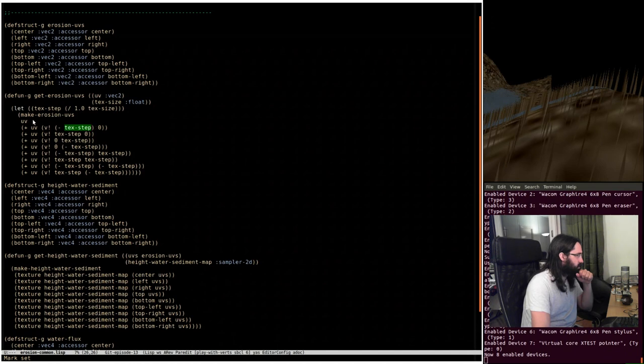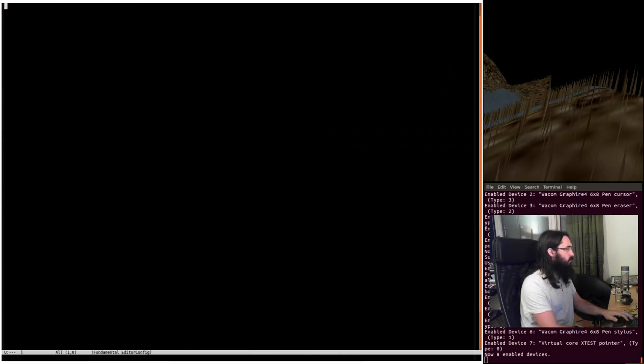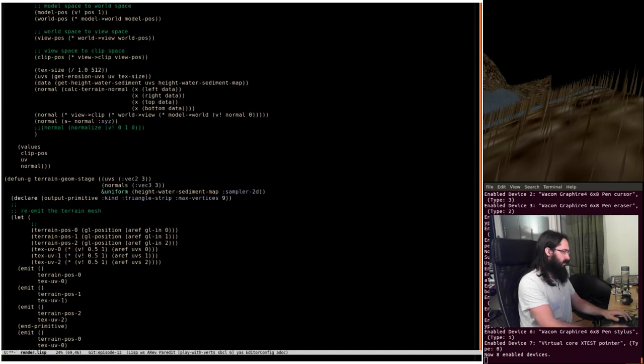So the center is just UV. Left is minus the texture step. Right is the texture step to the right. Top is texture step in the Y direction. Bottom is minus. And then you start doing the other neighbors. Now, we're not even using those for this normal stuff, so that's not relevant. That looks fine. Left, right, top, bottom, blah, blah, blah. We use that here. Again, looks correct. Oops. Looks correct when you don't delete everything. Nothing's jumping out here.